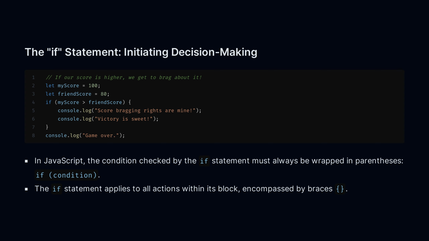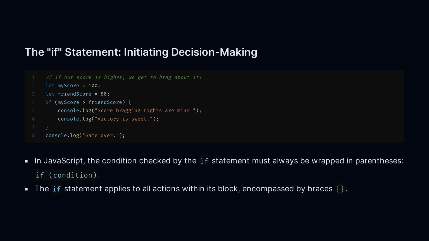You can see how this plays out in the JavaScript code example on the slide. Note that the condition we check using the if statement must always be wrapped in parentheses. We have a condition that checks if my score is greater than friend's score. If the condition is true, both lines of code within the brackets are executed. However, if my score was actually smaller than friend's score, the statements within the brackets wouldn't be executed. Either way, game over will be printed out since it lies outside the scope of the if block.